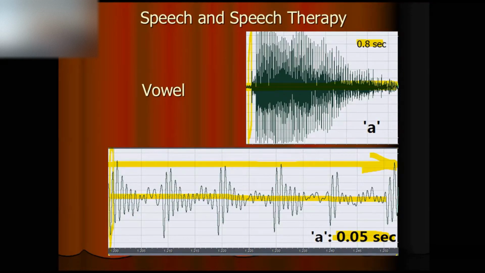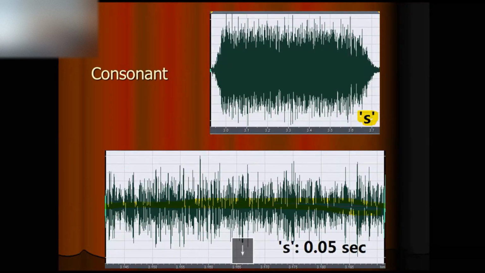Comparison. Vowel, periodic. Consonant, non-periodic. So my speech therapist can tell by examining each syllable, each consonant, each vowel I pronounce, and do corrections or training for me.